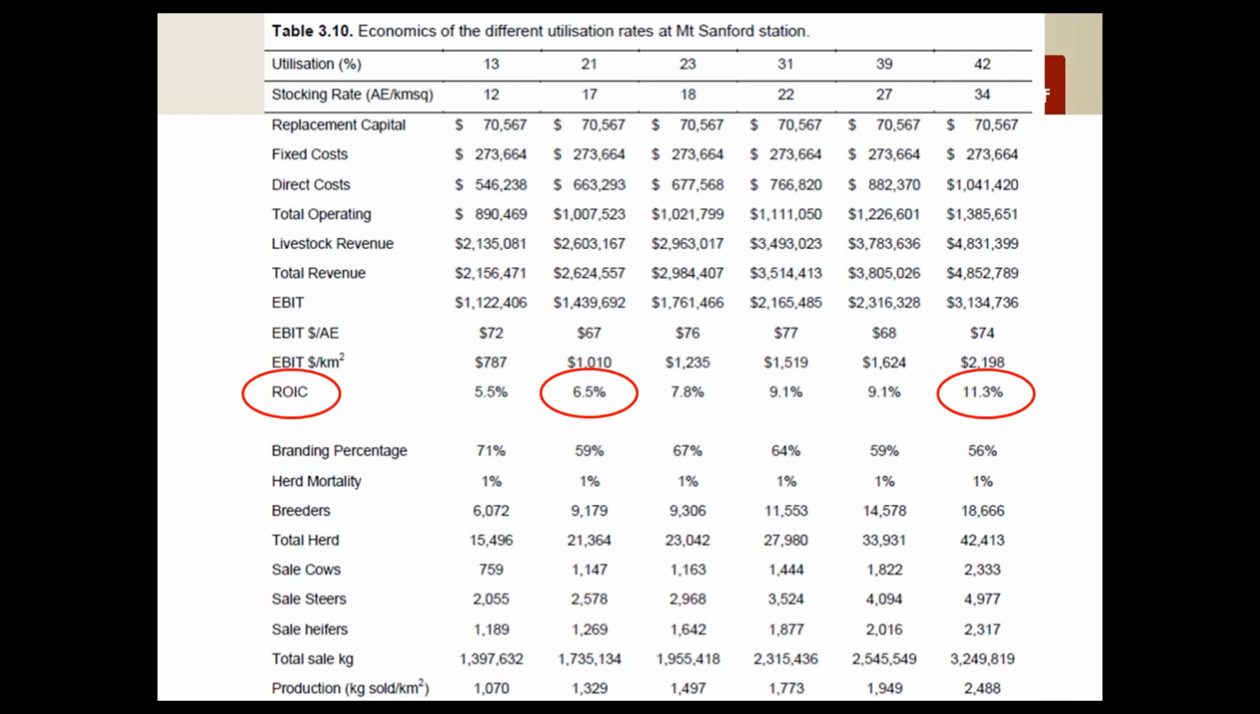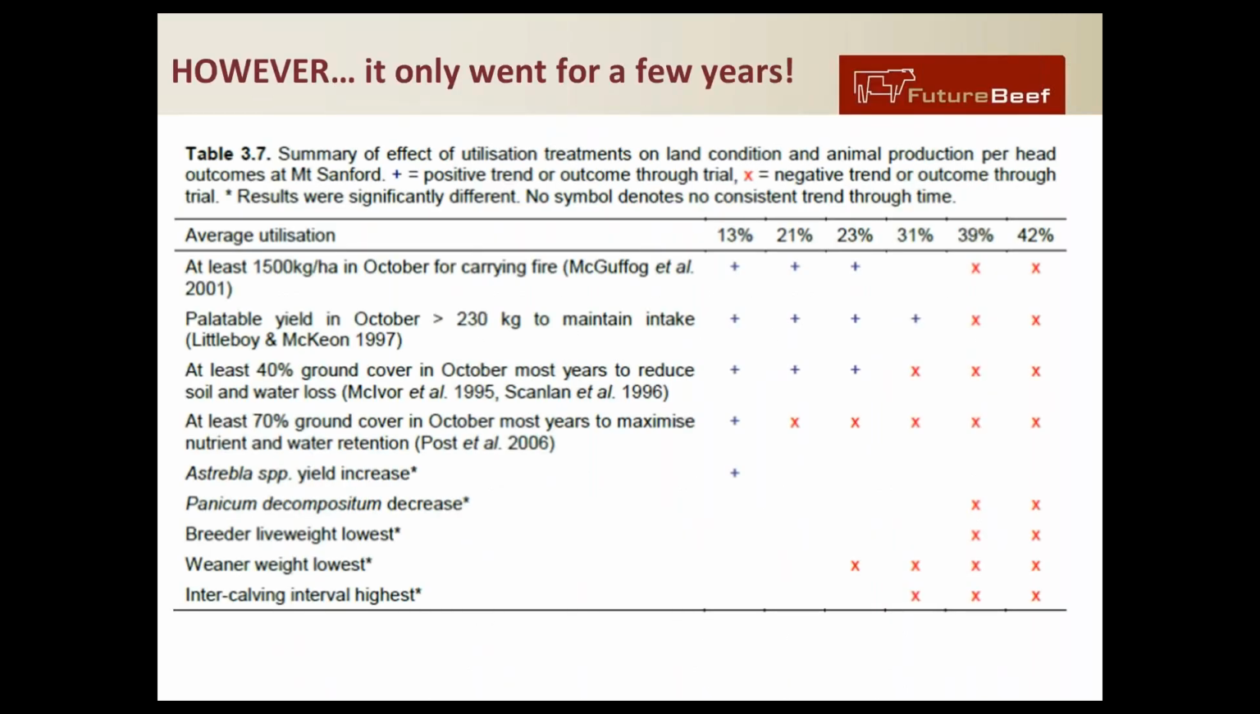we don't think that the results from the Mount Sanford trial section of the Pigeonhole project tell the whole story. This section of the Pigeonhole project only went for 4 years, and we don't think that was long enough to see the decline in land condition that we expected.